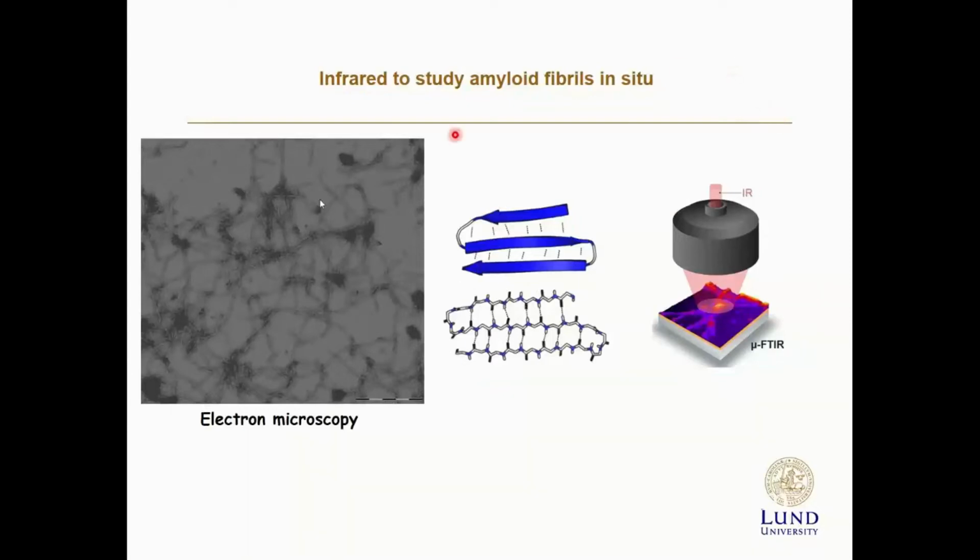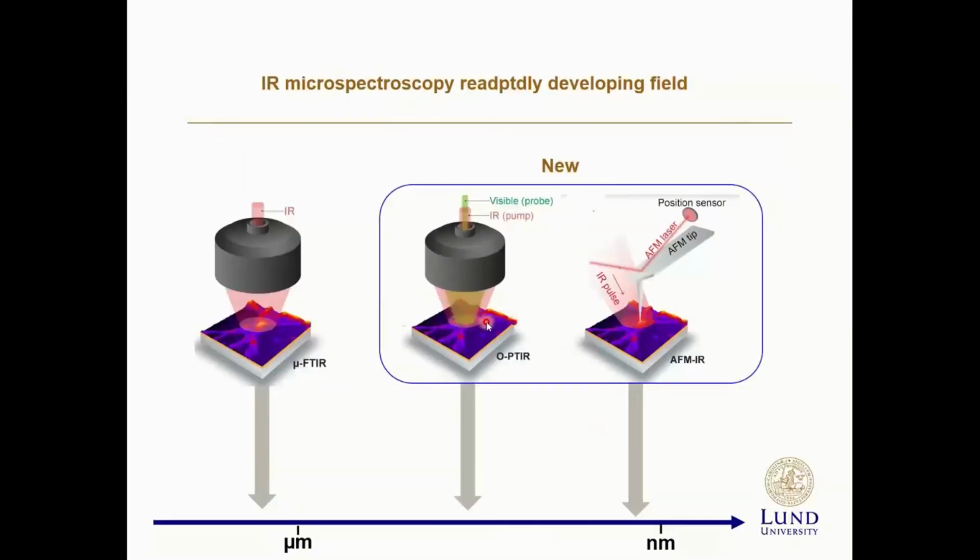So here you can see on this electron microscopy those amyloid fibrils. They are formed from amyloid proteins and they have a very specific structure. Specifically, this is amyloid-beta sheet structures. And what is important, and what is used in the present study, is that those specific amyloid structures can be detected by infrared spectroscopy. Infrared spectroscopy is a very well-known technique.